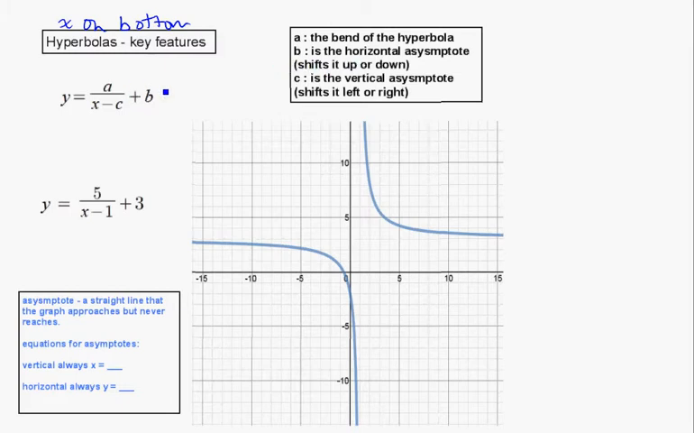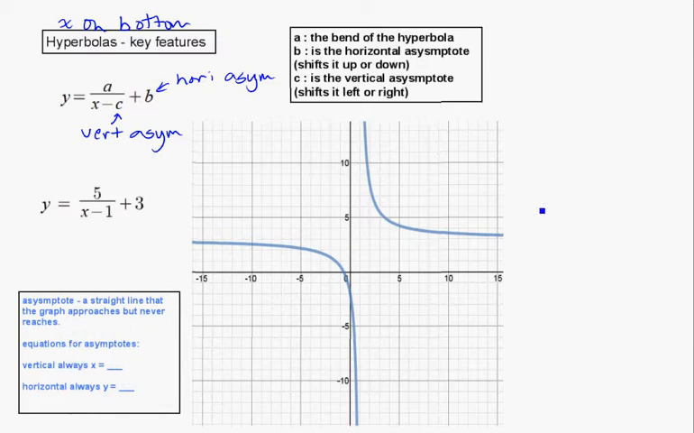B is going to be our horizontal asymptote, and that tells us whether the graph has been shifted up or down. And C is going to be your vertical asymptote, and again that's telling you if the graph's been shifted to the left or to the right. And asymptotes, if you need a reminder, are a straight line on the graph, not part of the graph, but a straight line that the graph approaches but never actually reaches.